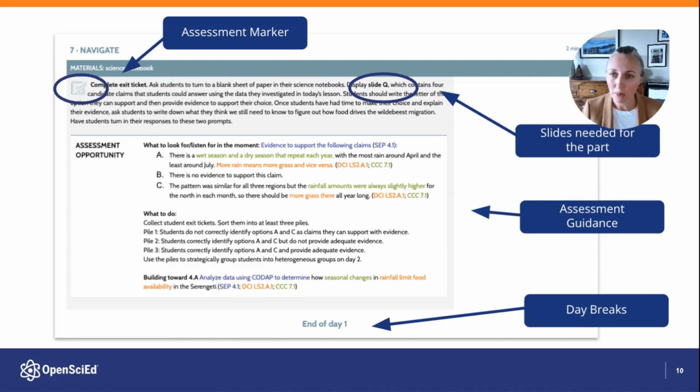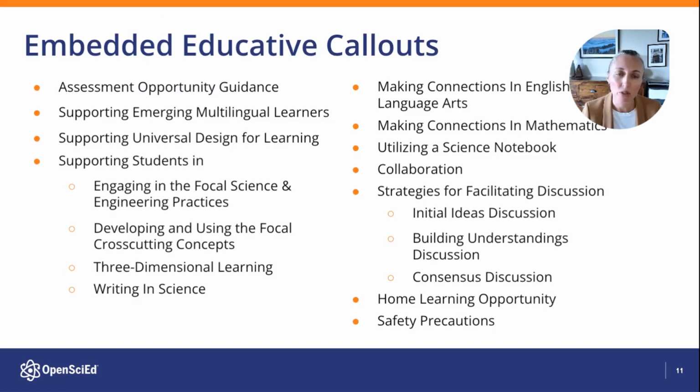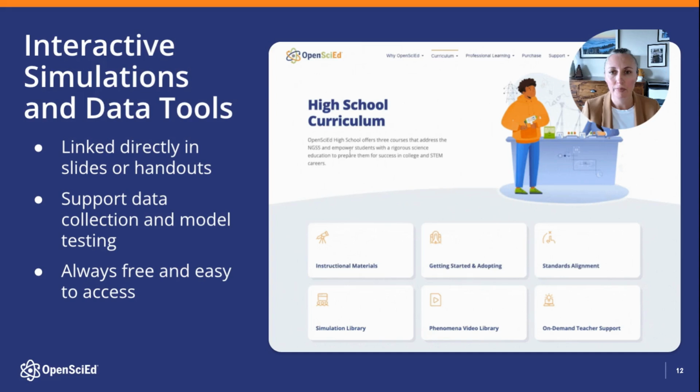When we have these assessment checks, there's a callout embedded that has guidance for what to look for and listen for in students, and then how to act based on what you're hearing and seeing. This information is also included at the unit level in the assessment system overview. Throughout the plan, you'll see helpful callouts, like how to attend to the 3 dimensions, support language development, connect to ELA or math, and ensure access for all students. These supports are designed to help you make intentional choices that fit your students and your classroom.